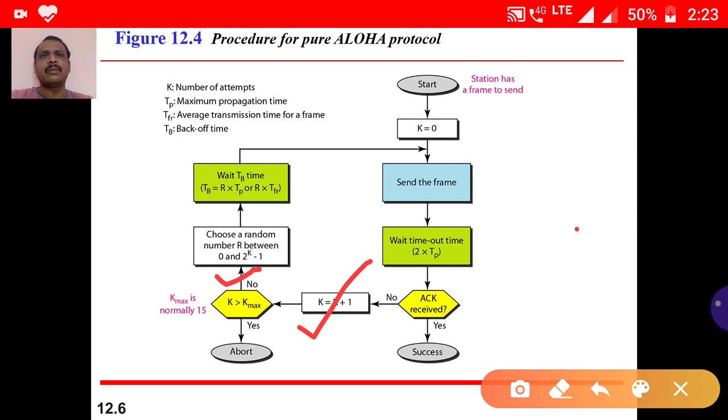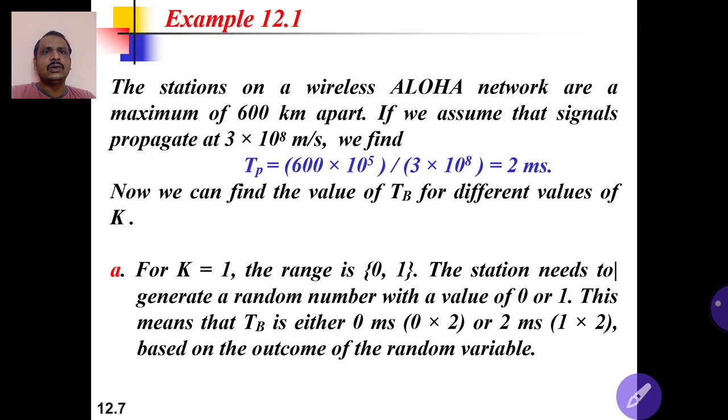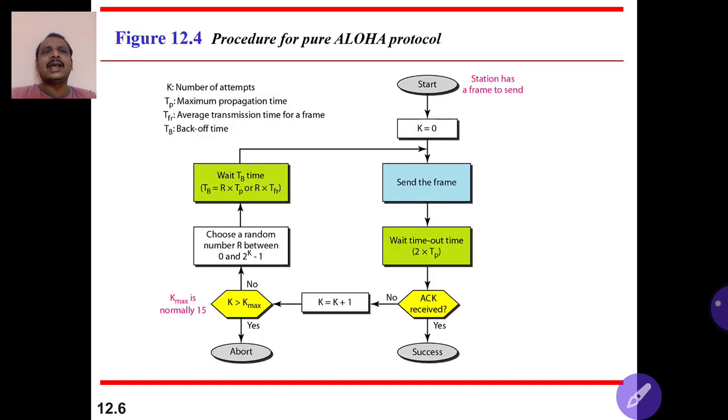Tfr or Tp may be 2 milliseconds. Now the first station waits 0 milliseconds, the second station waits 2 milliseconds. That waiting time is the deferral, and now no collision happens. But it can happen that both stations choose 0 in this iteration, and then they collide again.